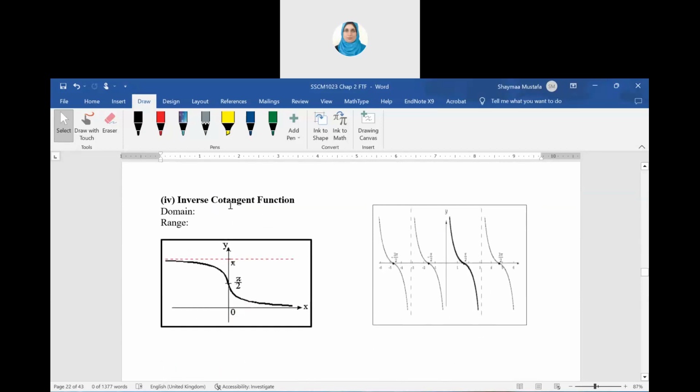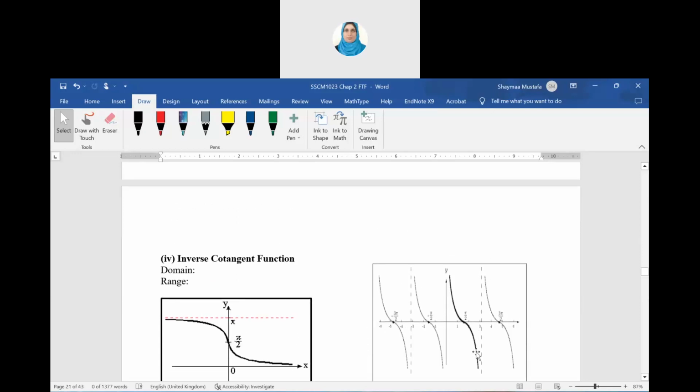Now, same for the inverse cot function, inverse cotangent function. This is the function cot x. Now this function on its domain is not one-to-one, so we have to restrict the domain also.